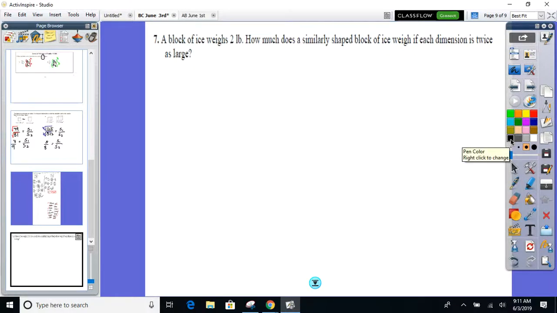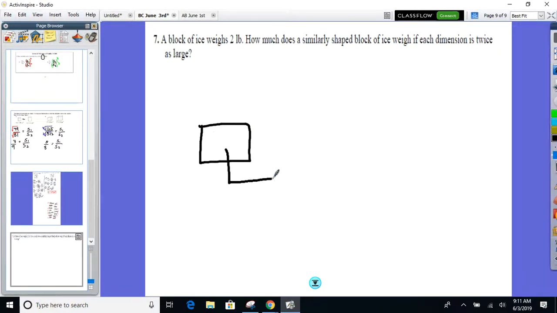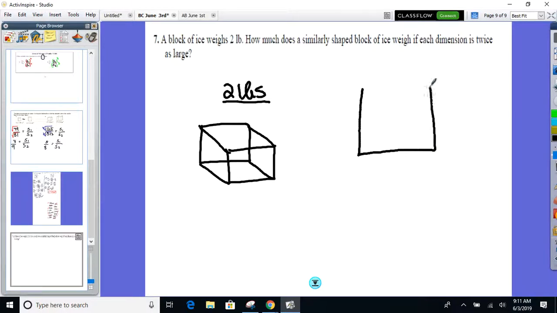Final 2 problems here. We have a block of ice that weighs 2 pounds. We'll even go diagram for you. Last problem. There's your 1 cube, weighs 2 pounds. It's an ice cube. And we're going to draw one where I'm going to increase each dimension by a double. I'm going to double it. What's the weight of this new one here?